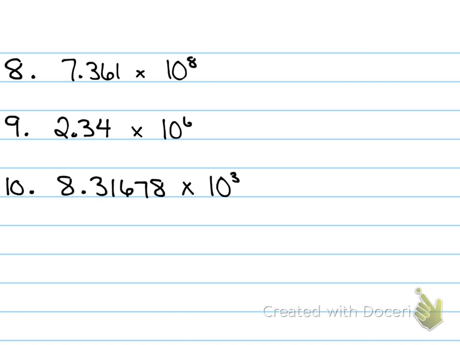Wait, but I thought the exponent was an 8. Why not add 8 zeros? Because there's already 3 decimal places here. So if I'm expanding by 8, that means I need to add 5 more zeros. All right, and then don't forget your commas. Okay, 736,100,000.